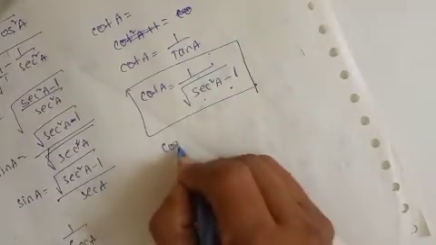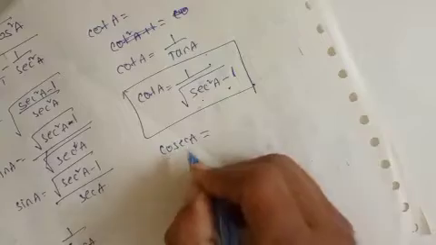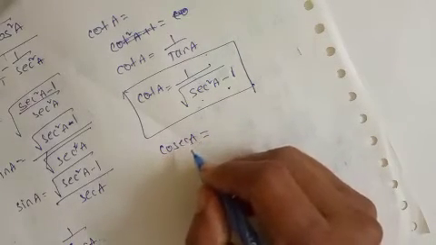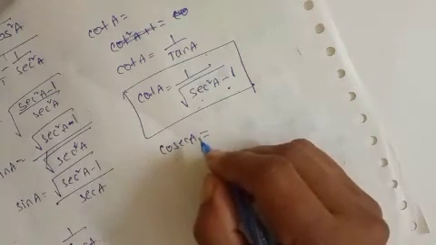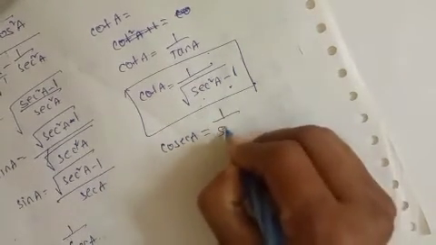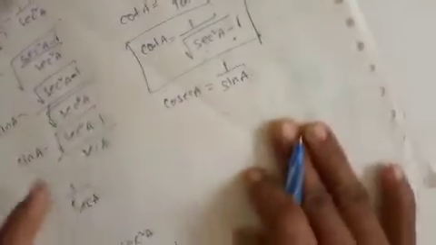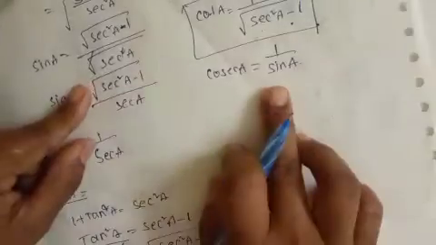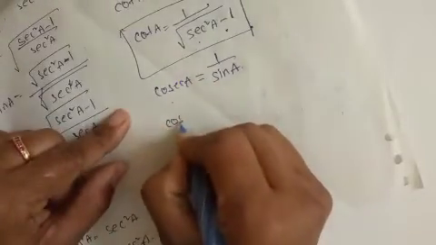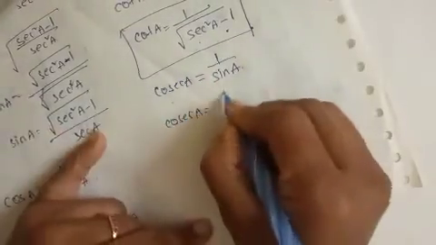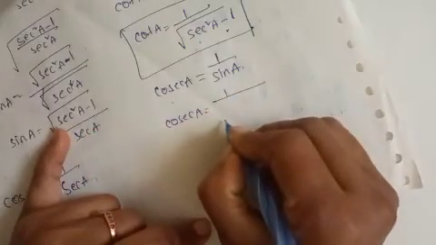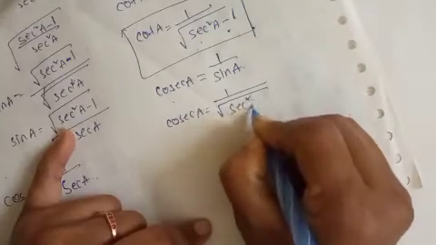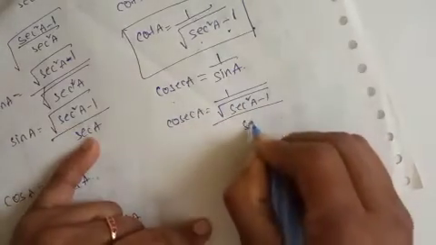Next, cosecant A. From the basic information, what is the cosecant value? Cosecant equal to 1 by sin A. Here we already have the sin value, and we substitute it. Cosecant A equal to 1 by sin A, and sin A means square root of secant square A minus 1 divided by secant A.